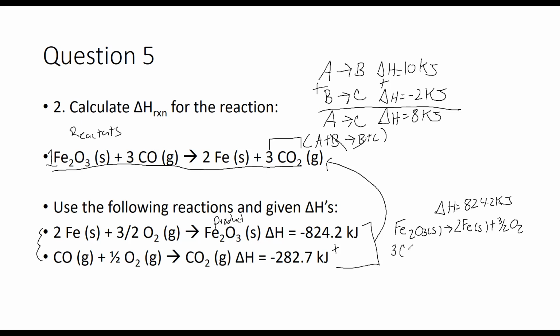to get 3 moles of CO gas plus 3/2 O2 goes to 3 CO2. And when you multiply an equation by a number, delta H is multiplied by that same number. So the enthalpy change for this reaction is 282.7 multiplied by 3, which is negative 848.1.